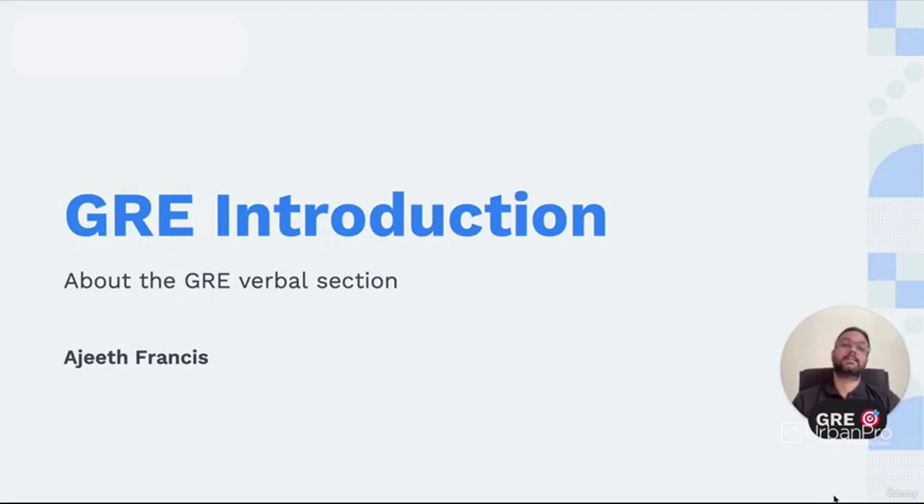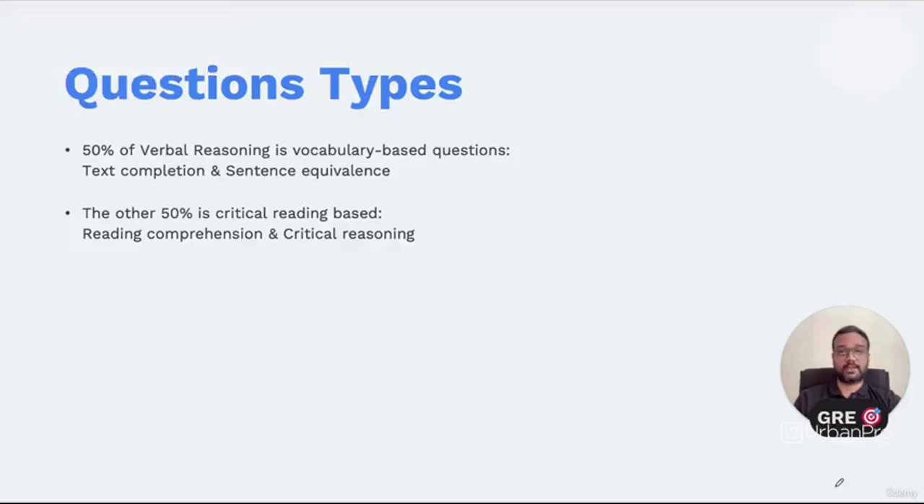In this particular lesson, we are going to talk about the verbal section. We're going to talk about the question types you are going to see on the verbal section, and also the kind of concepts and strategies that are required to do well on the questions within the verbal section. Let's look at the split of question types to begin with.